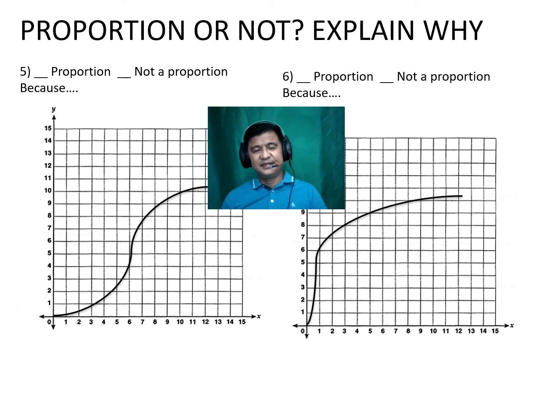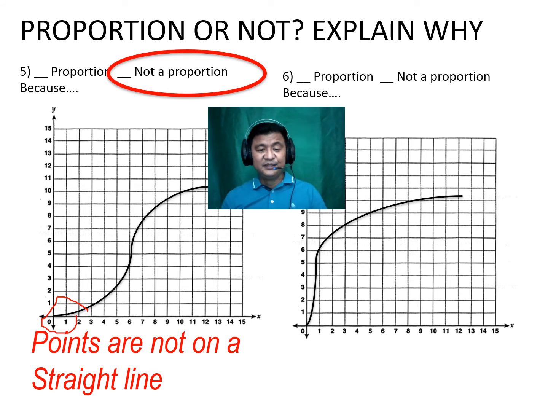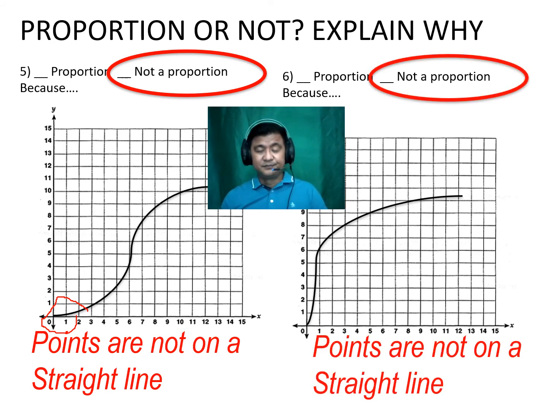Okay, now think again. Proportion or not? Oh, it touched the origin. Yes, it touched. Be careful. It is not a proportion because, why? Points are not on a straight line. Obviously, it's crooked. All right, the next one. Same thing. Not a proportion because points are not in a straight line, even though it touches the origin.